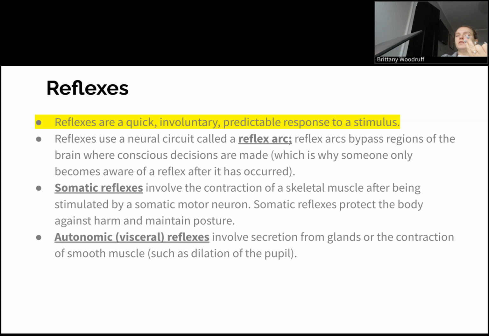Autonomic reflexes, on the other hand, have to do with your autonomic nervous system, right? Automatic functions. So they involve secretion from glands or the contraction of smooth muscles, for example, the dilation of the pupil. These are also called visceral reflexes because if you remember, visceral means you're talking about organs, right?